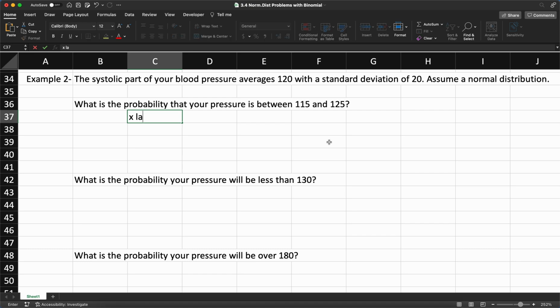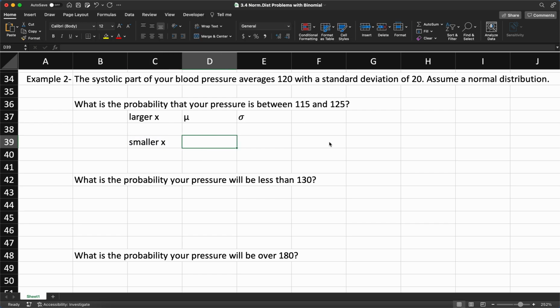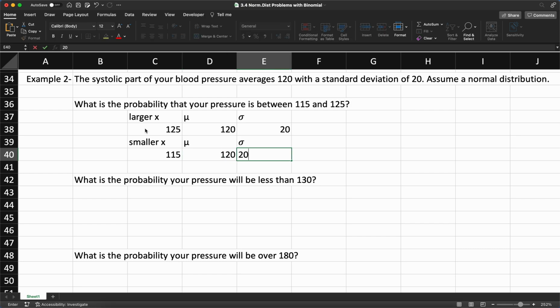And so I'm going to label my larger x, my mean, and my standard deviation. And then I have my smaller x, my mean, and my standard deviation. These are the same, but we can write them down anyway. So my larger x here is the 125, which is slightly bigger than the mean, which is 120, and the standard deviation is 20. Our smaller value is 115, the mean is 120, the standard deviation is still 20.